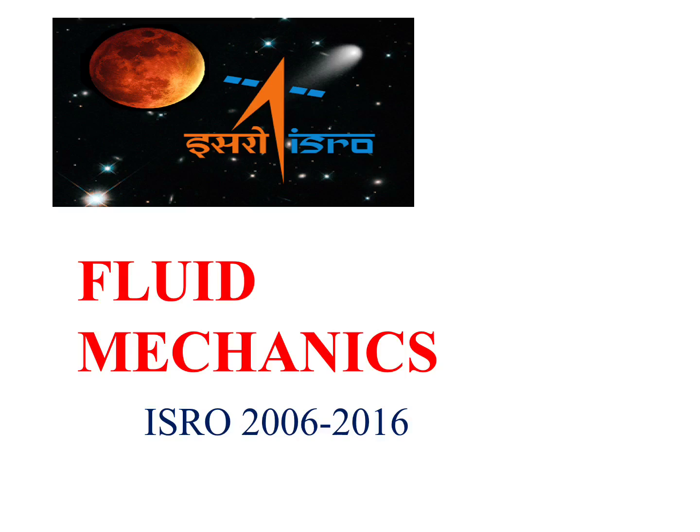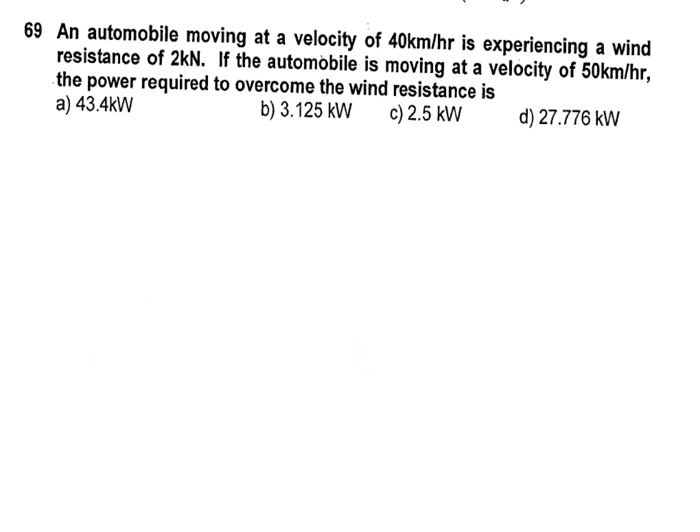This is ISRO question paper, Fluid Mechanics Part 3. An automobile moving at a velocity of 40 km per hour is experiencing a wind resistance of 2 kN. If the automobile is moving at a velocity of 50 km per hour, the power required to overcome the wind resistance is how much? Options are in kilowatt or kilojoule per second.